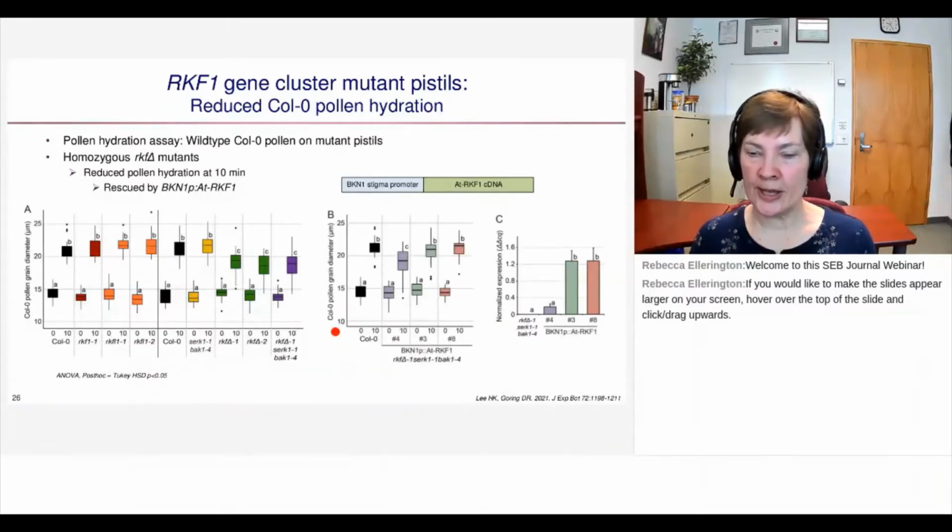We were able to rescue this defect by expressing the RKF1 cDNA under the control of the BCAN1 stigma promoter. And we have 2 lines, 3 and 8, that have good expression of RKF1, and they're able to rescue this decreased pollen hydration back up to wild type levels seen for Columbia. We have 1 line, number 4, which doesn't express the transgene very well, and it is not able to rescue this defect. So this is a nice control to show us that we really are focused on the RKF cluster and their role in pollen hydration.